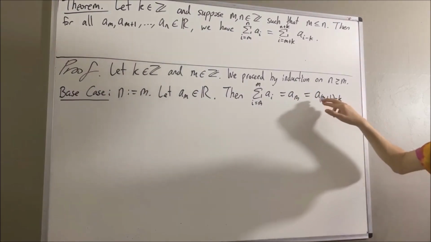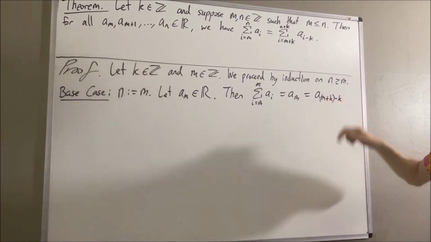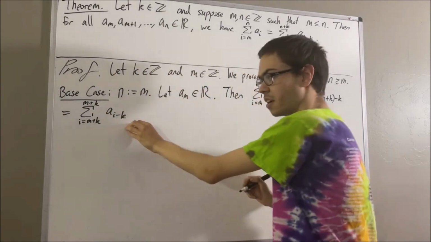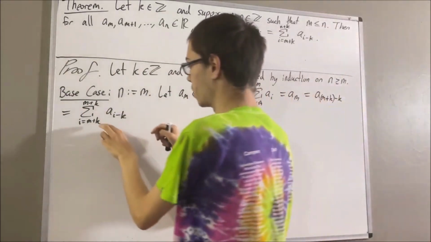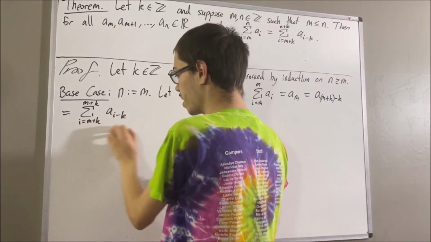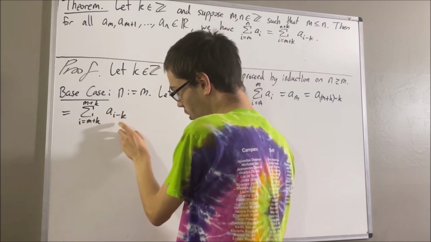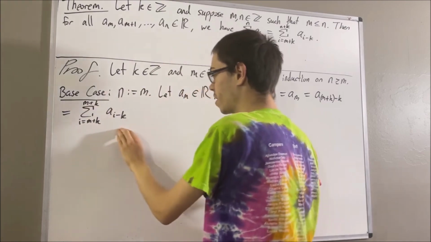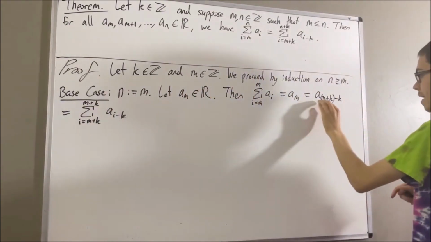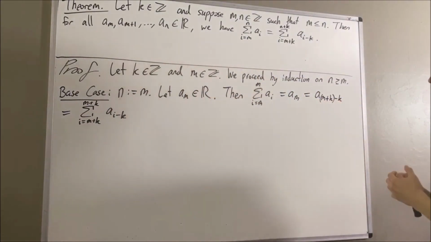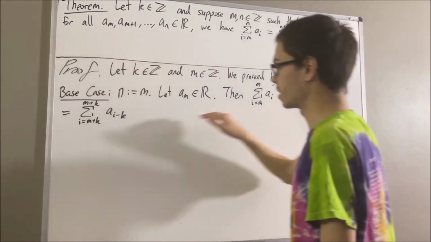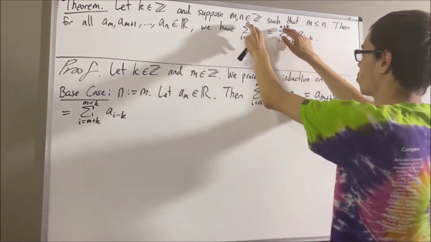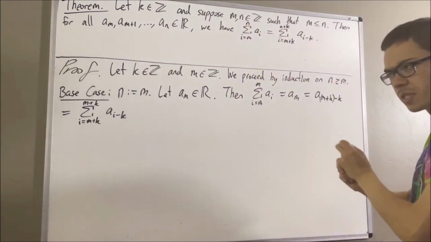But now notice, this is really equal to this, right? Because we know that since the lower and upper bounds are the same, this sum is really just equal to a_(i minus k), where we replace i with m plus k. So really, this sum is precisely equal to a_(m plus k minus k). So as you can see, we have shown that this is equal to this, meaning we have shown that this is true in the case where n is equal to m. So this completes the base case.